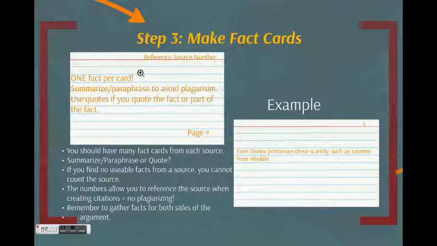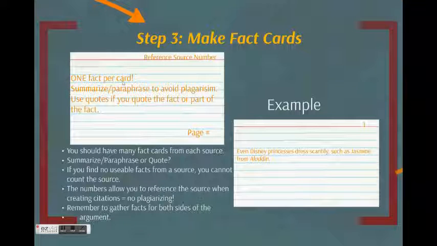When you do cards, you put 1 fact per card. The reason you do this is it makes it much easier to move them around to create an outline. So each fact should stand on its own. Once you've decided this is a fact that I will use in support of one side or the other in my paper, you have to decide whether you're going to summarize or paraphrase that information, or if you're going to quote it. Most of your facts should be summarized, that is, put in your own words.